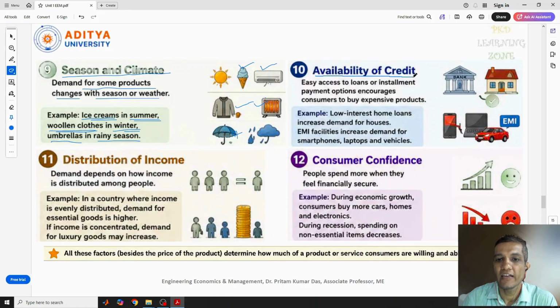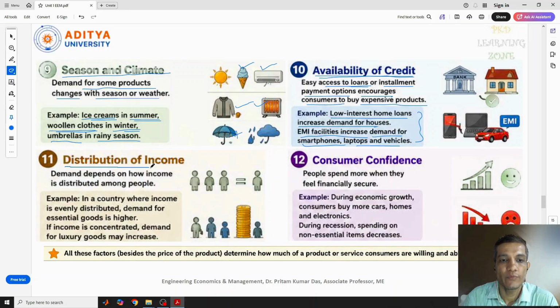The next one is availability of credit. Easy access to loans and installment payment options encourages consumers to buy expensive products. If you want to invest in a particular product by taking a loan, easy access to loans and the installment and payment procedures should be flexible for consumers. Then only will there be attractive and more demand. Like low interest rate home loans increase the demand for houses, and EMI facilities increase the demand for smartphones, laptops and vehicles. All of it is based on easy loan access and installment payments.